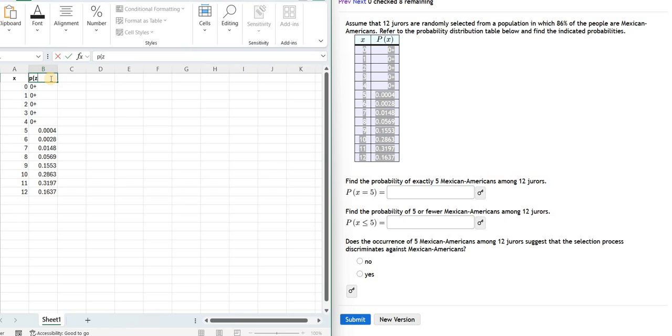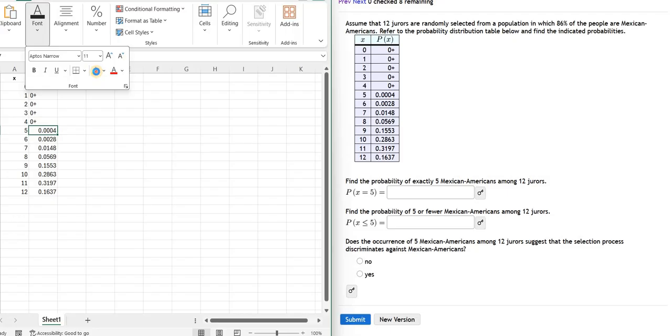P of X. The first question says, find the probability of exactly 5 Mexican Americans among the 12 jurors. So exactly 5, that means we're going to look for the number 5. And the probability of that number 5 is 0.0004.